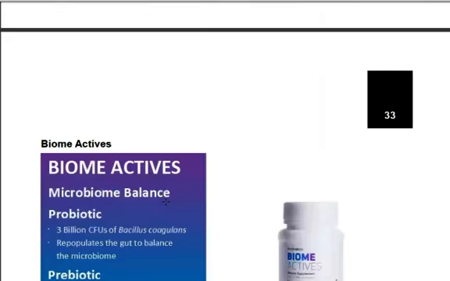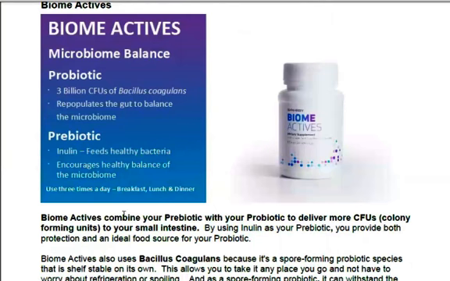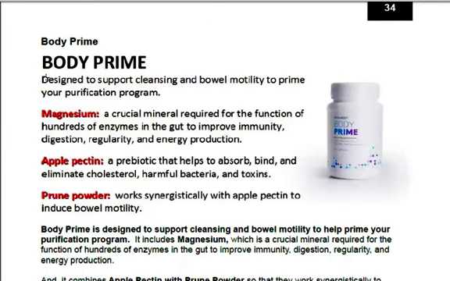We highlight Biome Actives, and how the Biome Actives uses a prebiotic and a probiotic, the ones that we're recommending, inulin and Bacillus coagulans. We have Body Prime, and again, there's only 3 ingredients in Body Prime: magnesium, apple pectin, and prune powder. And again, we talk about how they work together, and as I've already shared with you, I'll continue to use Body Prime. I no longer see Body Prime as a cleanser and bowel motility. I see Body Prime as an ingredient that helps me maintain the health and integrity of my small intestine to protect me from leaky gut.